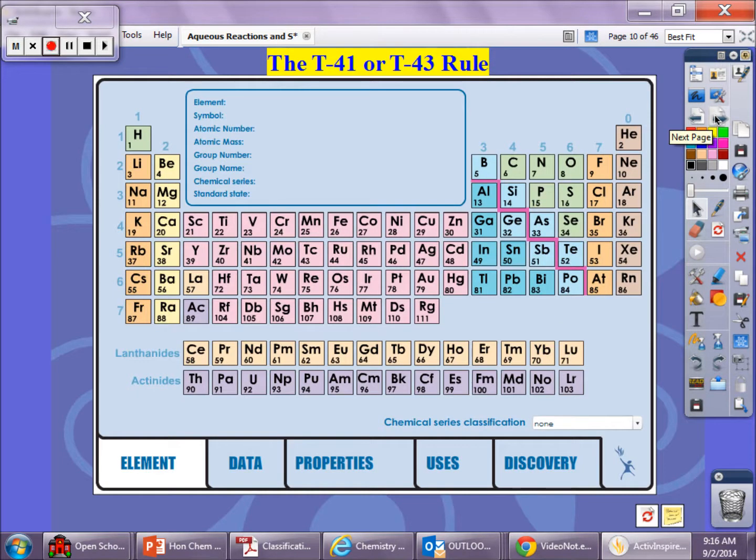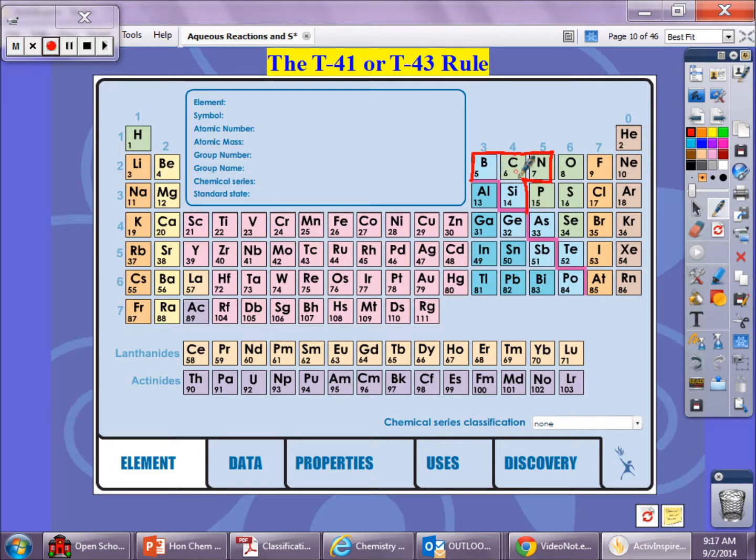Let me talk about this one. Last time we did not discuss it. This is another way you can remember the polyatomic ions. Remember that line separates the metals from the non-metals. So we have the metalloids here. If I draw right here, we call it the T41 or T43 rules. If I draw a T here, let's see if I can do a T. Is that a T?